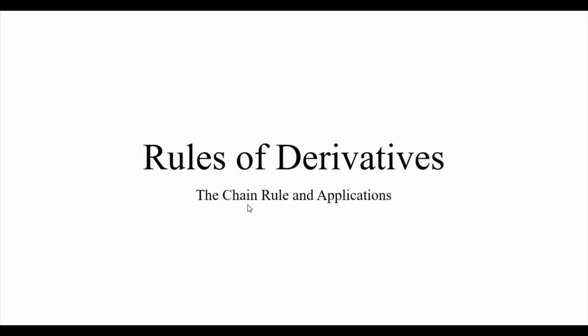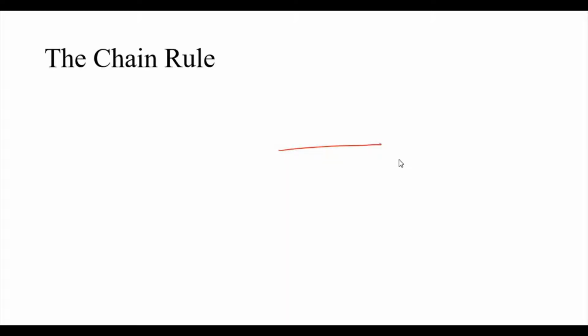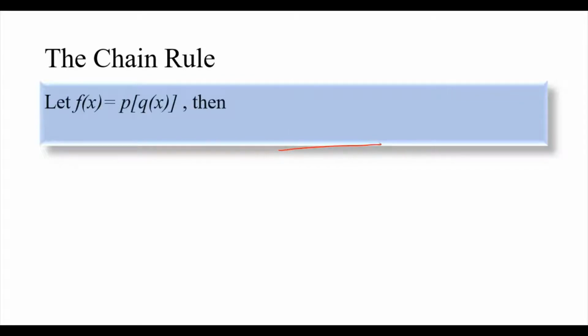In this video, we will talk about the rules of derivatives. The chain rule is what we will talk about in this video. So the chain rule basically says that if you do have a function that is a composite of two functions, p and q, then the derivative of that function is going to be the derivative of the outer function times the derivative of the inner function.